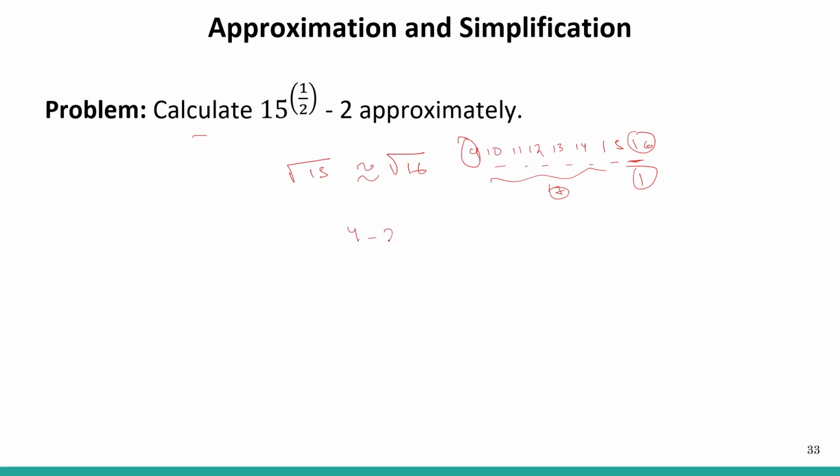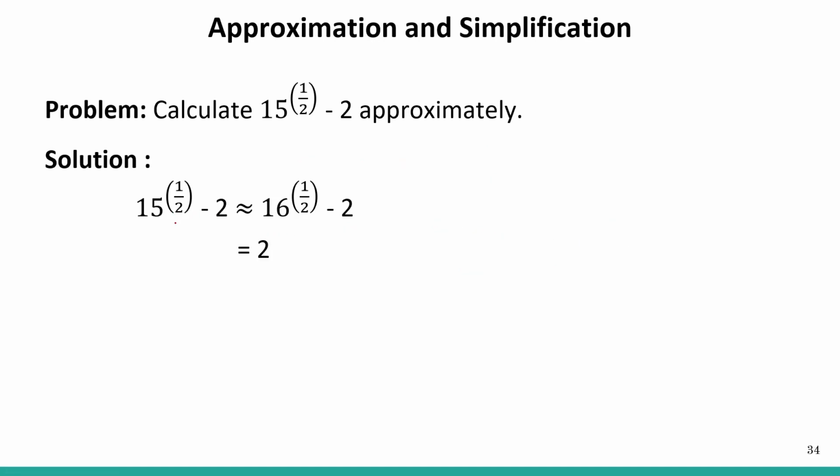So it will be 4 minus 2 is equal to 2. So root of 15 minus 2 is approximately equal to 4 minus 2, right? So let's see, this is approximately equal to what? Root of 16 minus 2 is equal to 2. So this is the correct answer here.